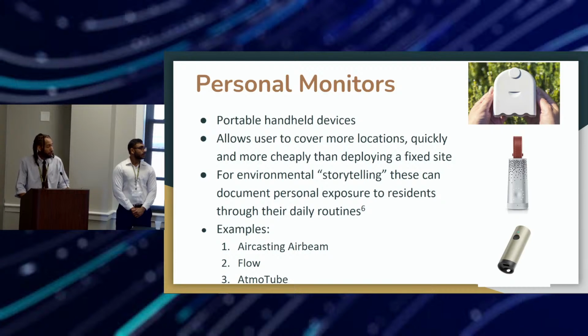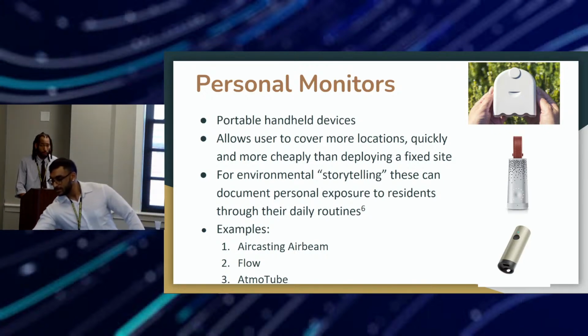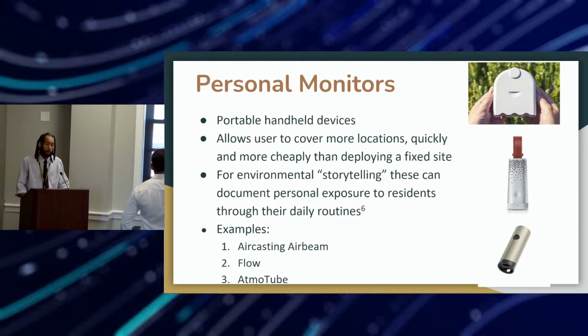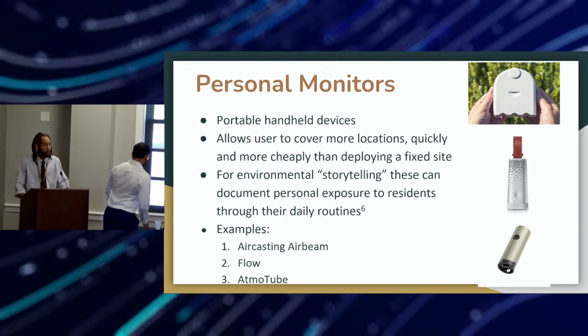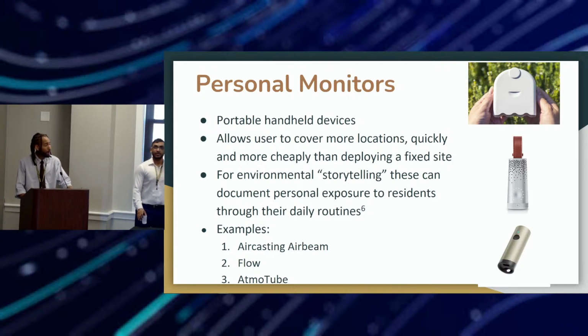So I have a few of these personal monitors here that we can pass around so you get a chance to see them. We have our Airbeam monitor right there that Vivek is holding, and all of these monitors have their own power source. You just charge them up and switch them on and then they just go. The next one we have is that flow meter right there. This one measures PM 2.5 as well as VOCs, which are volatile organic compounds. And then the other one that you see on the screen here at the bottom right is the ATMOTUBE, which is another PM 2.5 sensor.